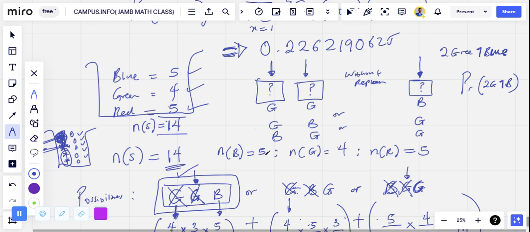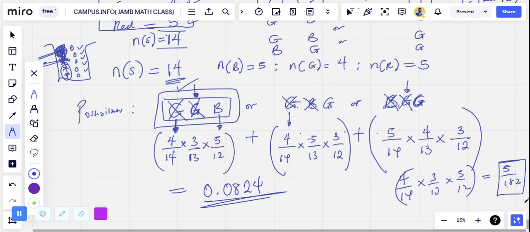So that means I don't have a choice other than to fill this first and second with green. It's a must. Then the last one, I think that one was white. So I only did just this one and I stopped, just like how you have it as 5 over 182.